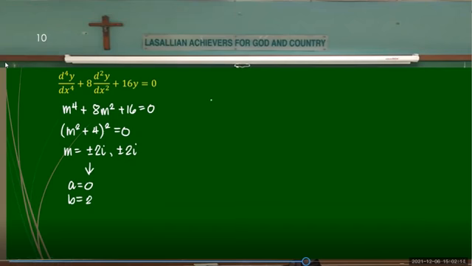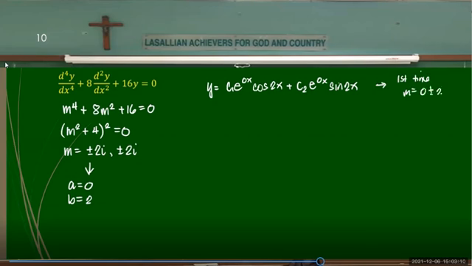So what is the form of the equation, guys? y is equal to C1 e to the 0x cosine of 2x plus C2 e to the 0x sine 2x. This is the first time m is equal to 0 plus and minus 2i appeared.